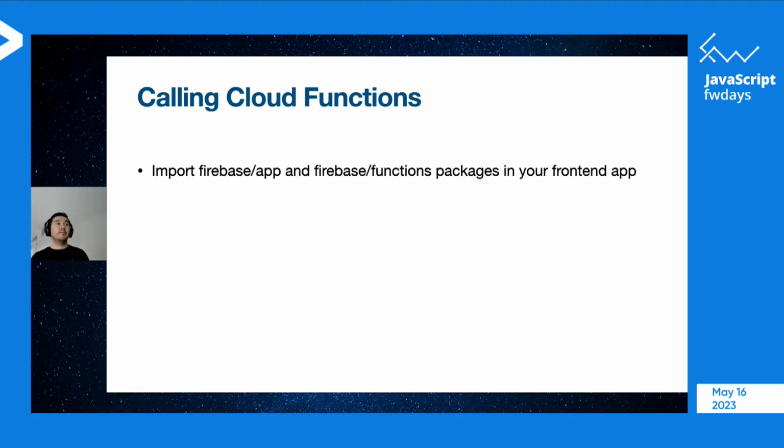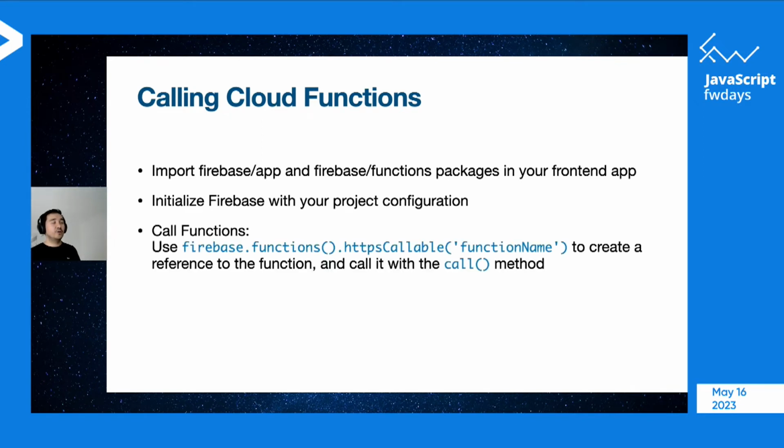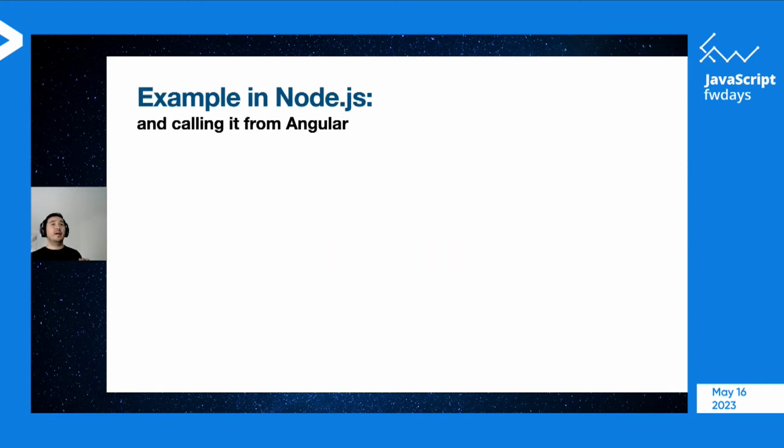And basically, to call these functions from our applications, we import Firebase app and Firebase functions packages for the front end. For example, for Angular, it's AngularFire. Then we initialize Firebase with the project configuration. Then to call the function, we use Firebase functions httpsCallable. Then we create a reference and call it to execute the method.